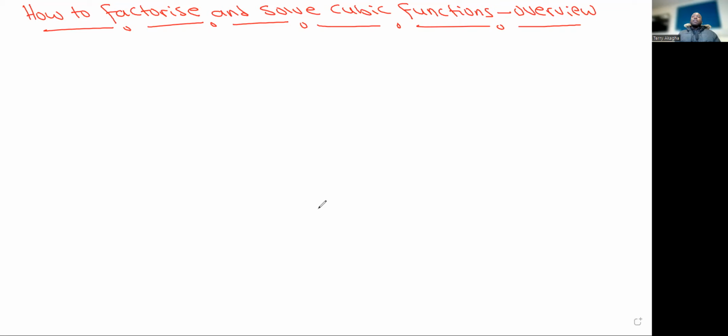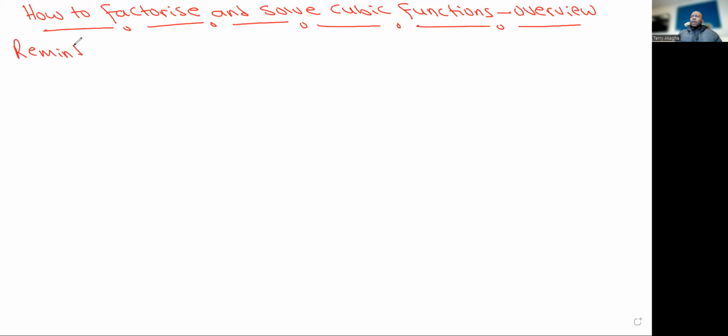So how do you factorize? There are about 6 methods we use to factorize. In this video, I'm going to talk about 4 and the other 2 will not be discussed here. All right, so I'm going to write it down. There's 6 methods. But before we talk about that, just a reminder of a cubic function.